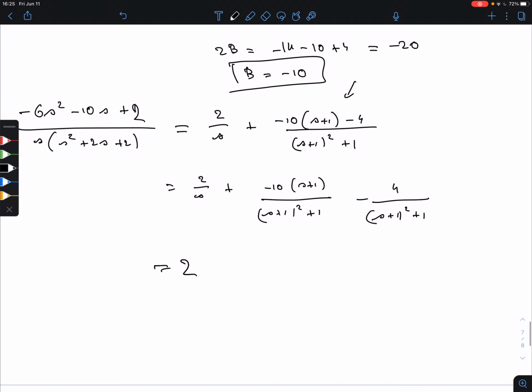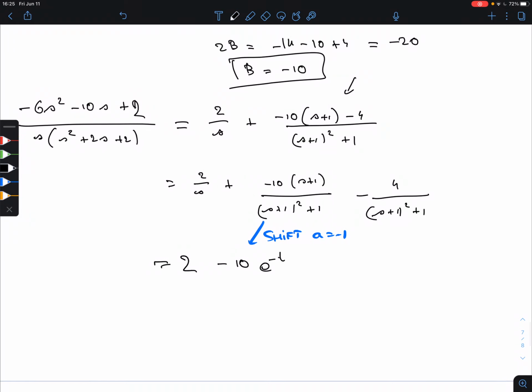So this will be just 2, because the inverse Laplace of 1 over s is just 1. Okay, that minus 10. Now here is a shift. So in this case, there is a shift with a equals negative 1, right? Because it's s plus 1, so this is s minus minus 1. So this will lead to the e to the minus t, and what we get then, we have the variable over the variable squared plus 1.